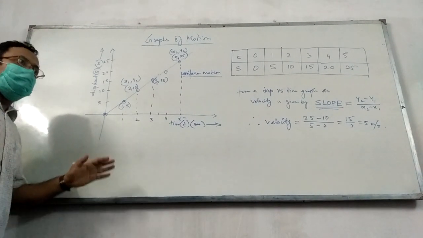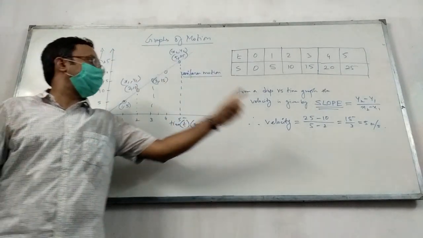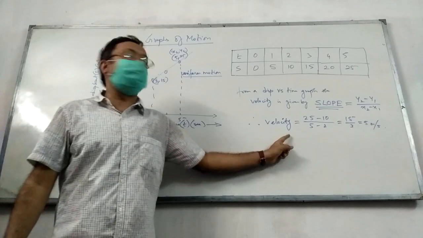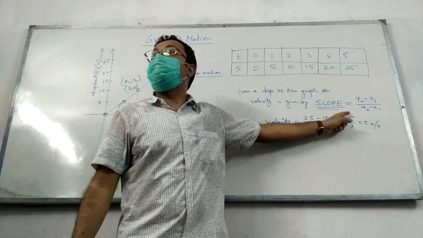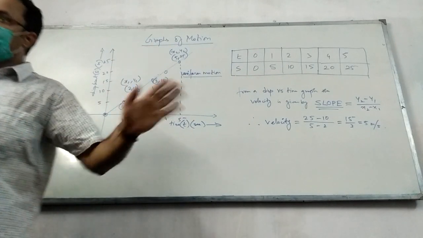So from a displacement time graph you can get one more data, that is velocity. How? By finding out the slope. Is that clear?